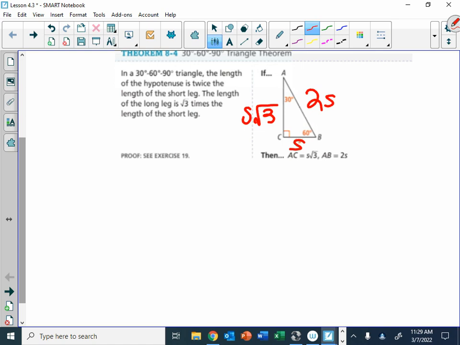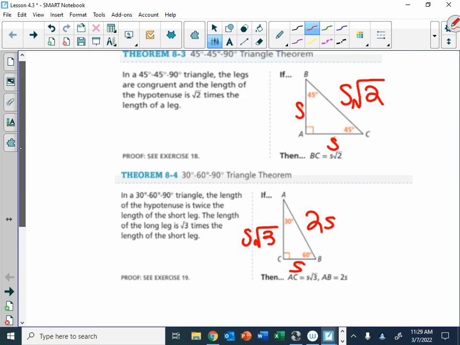Okay? You need to know these pictures. You need to be able to look at a 45, 45, 90 or a 30, 60, 90 triangle and be able to say what's S, what's 2S, what's S times the square root of 2, and so forth. For your quiz, you need to know.